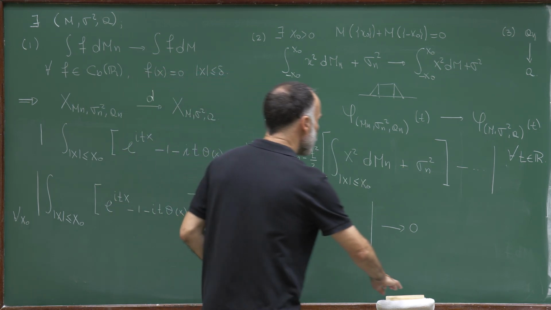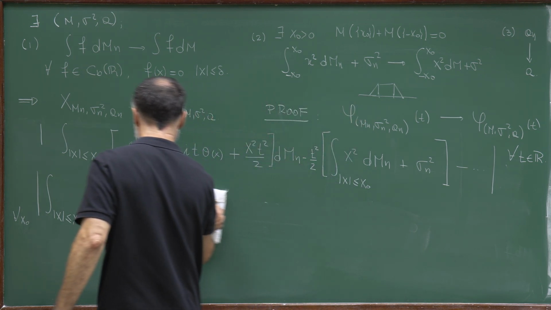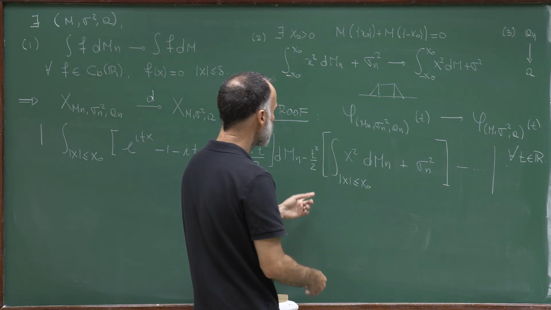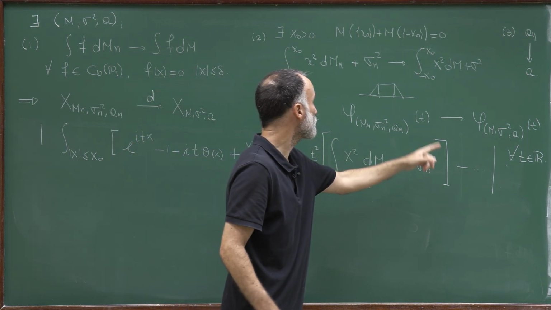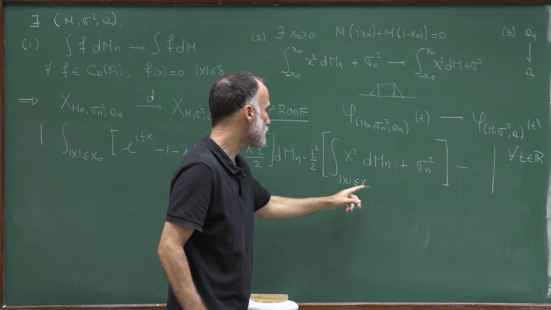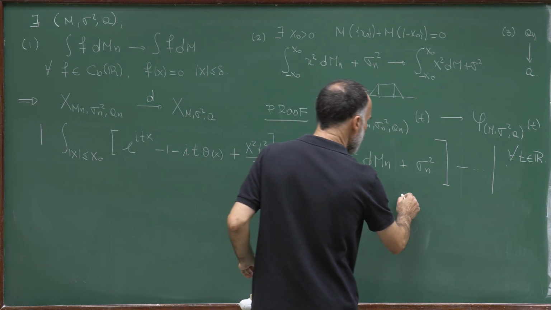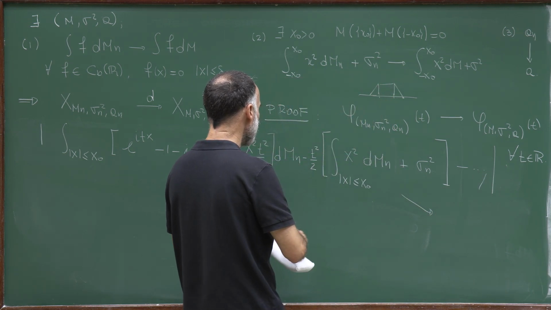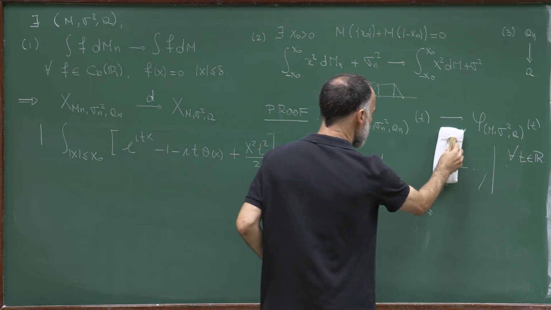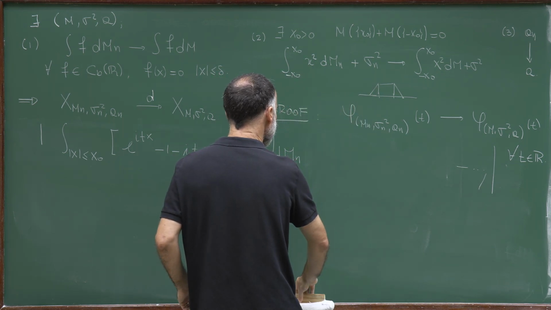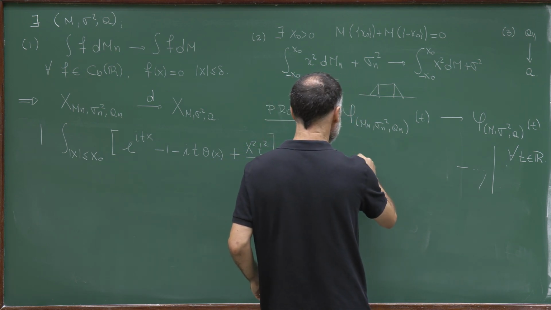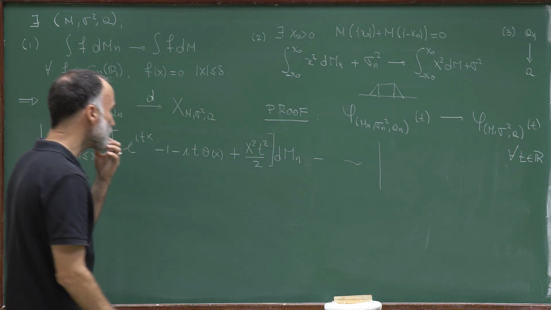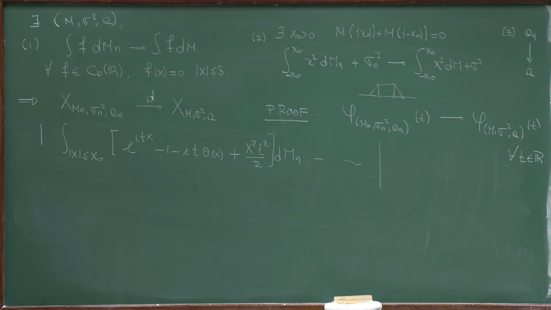Now, from condition 2, I have that the second term converges for all continuity points x0. So for all x0, this term converges to 0. The difference of these two terms converges to 0. So what remains to be estimated is the difference of this one with the same expression with mn replaced by m. So it's this difference which has to be estimated.